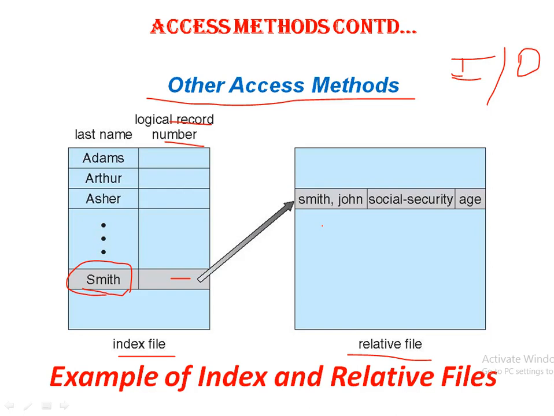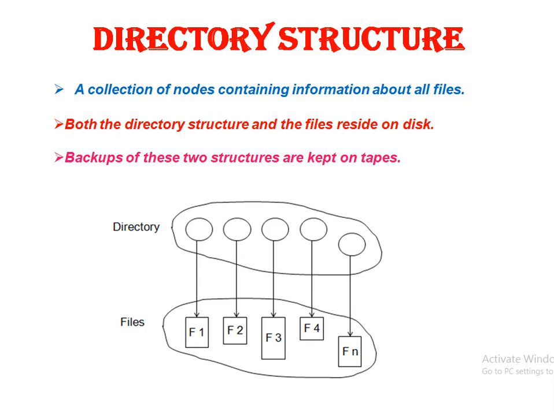Now, till now we have seen file attributes, file operations, different access modes and file types. Now we shall see what we mean by directory. A directory is a collection of nodes containing information about all files. Both the directory structure and the files reside on disk. Backups of these two structures are kept on tapes.